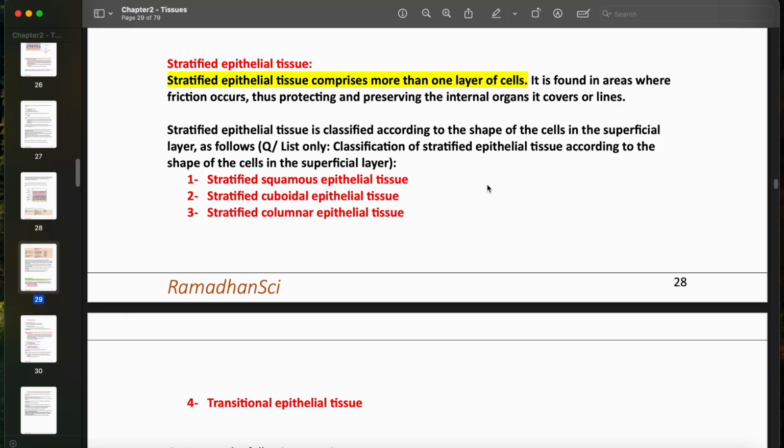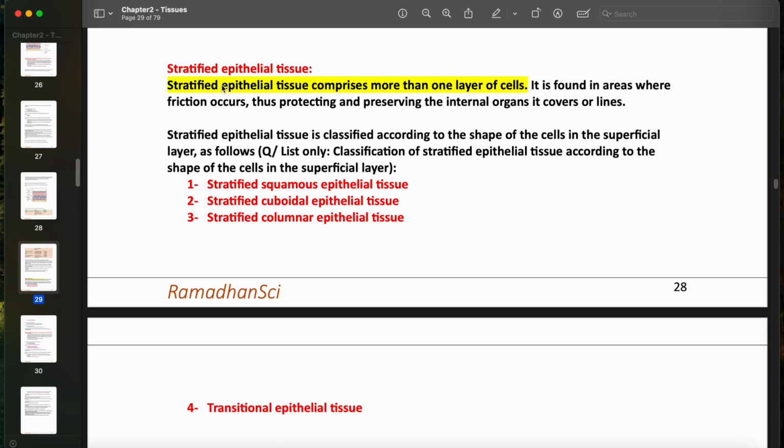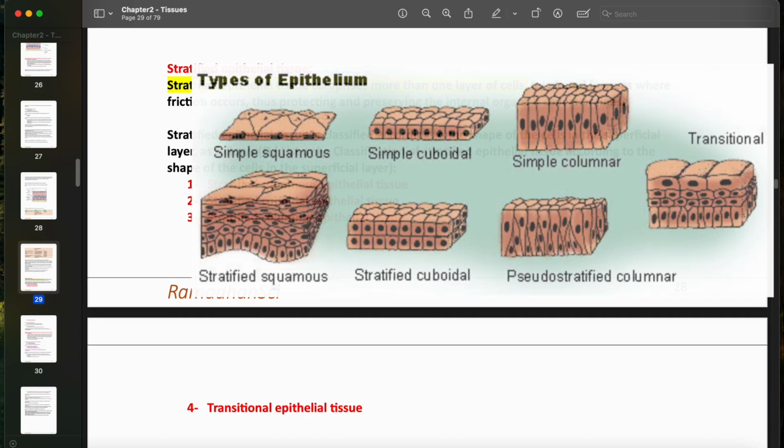Welcome. We'll continue discussing the stratified epithelial tissue. We've discussed the simple epithelial already. We said that it is the tissue that is made up of only one cell layer. But in the stratified epithelial tissue, we're going to have multiple layers. And that's why we call it stratified.